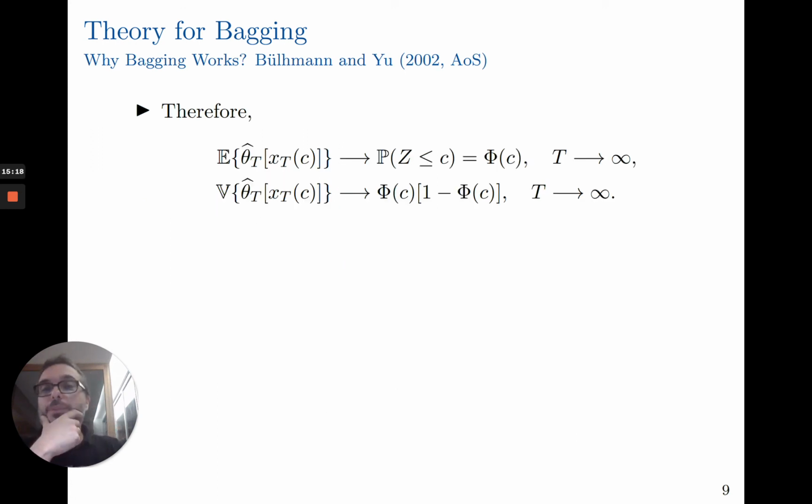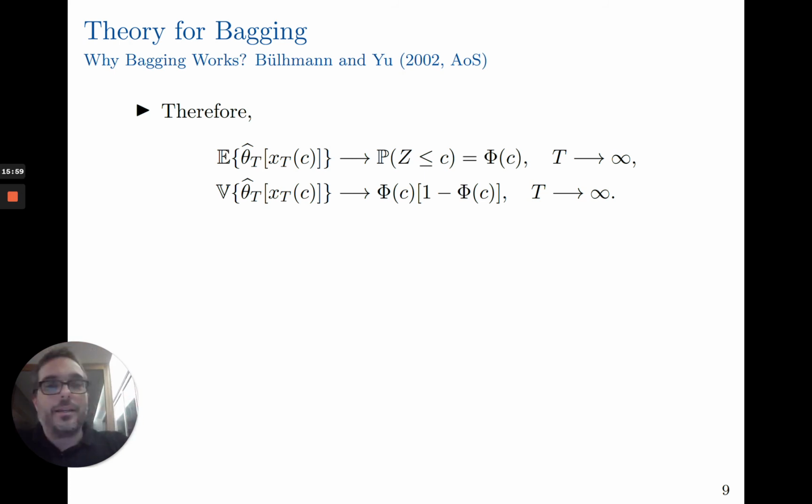So with that, we can take the expected value of that. What's the expected value of theta? It's just the probability of z less than c, which will be the cumulative distribution function of a Gaussian random variable evaluated at c. What's the variance? Remember that theta is 0, 1, so it's a binary variable, a Bernoulli variable. So the variance of theta is just the probability, the average, times 1 minus the average. So it will be phi of c times 1 minus phi of c.